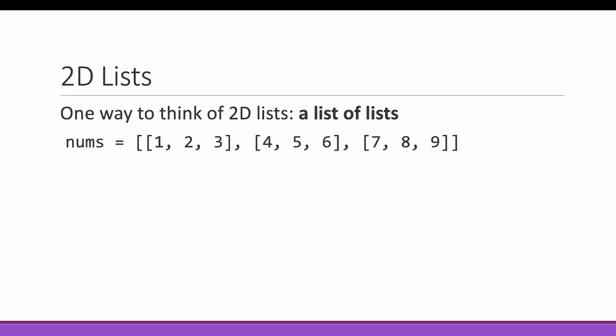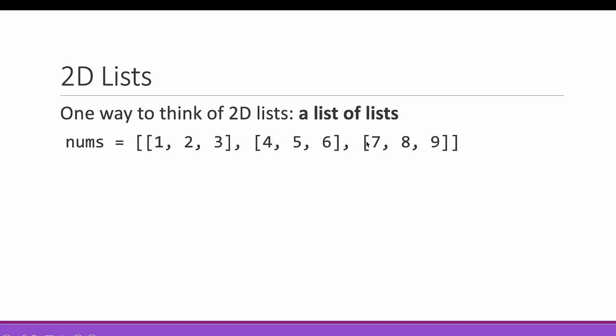Technically, it is a list of lists. Okay, so we've got our 2D list nums. And rather than having a list of strings or a list of integers or a mix, in this case, we've got a list of lists. All right, so our first item is this list 1, 2, 3. Our second item is this list 4, 5, 6. And this third item is this list 7, 8, 9.